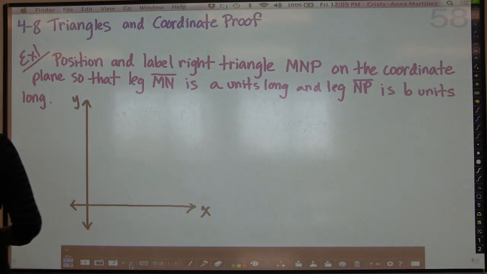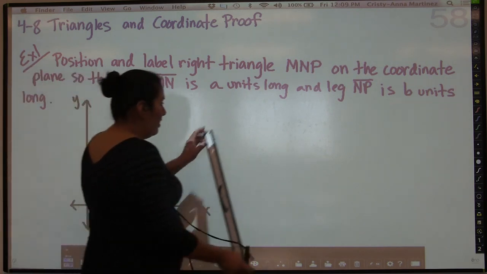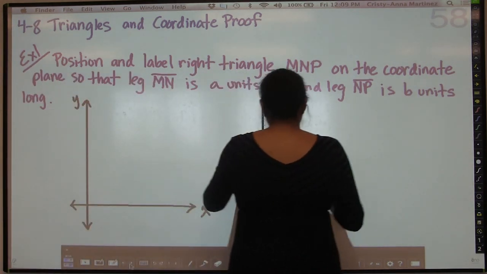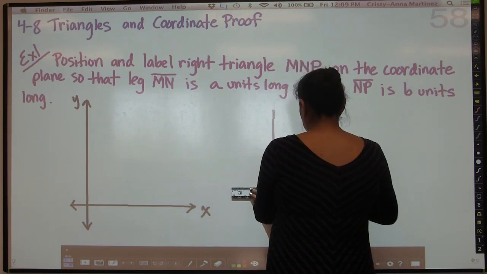So the first example here says, position and label right triangle MNP on the coordinate plane so that leg MN is A units long and leg NP is B units long. And again, you're looking at that, you're probably, what? Basically, we have a right triangle, and a right triangle is going to look something like this.